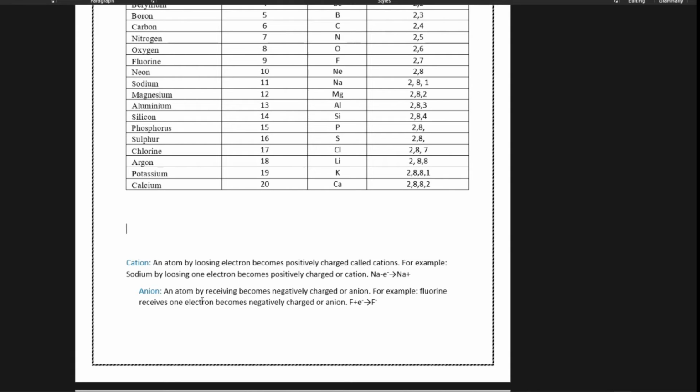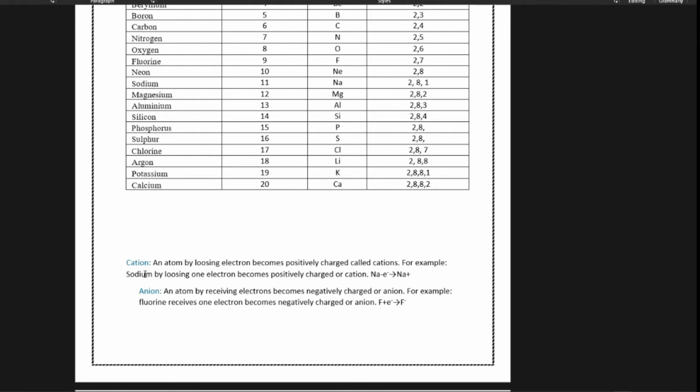An atom becomes negatively charged by receiving electrons. So when any atom receives an electron, it becomes negatively charged, but when it donates an electron, it becomes positively charged, that is, a cation. An anion receives, a cation donates. That's how they form compounds.